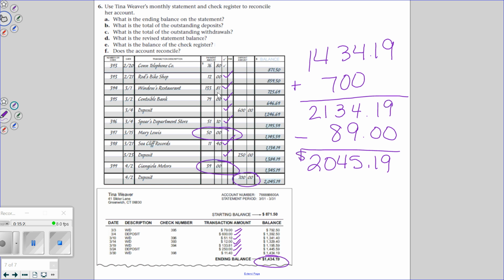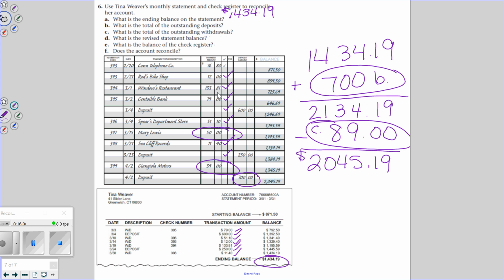All right, so if we go back up to the top, we had parts A through F. So part A, what is the ending balance on the statement? Well, ending balance on the statement was the 1434.19. Part B, what is the total of the outstanding deposits? Right here. So this is part B. Part C, total of the outstanding withdrawals. 89. There's part C.